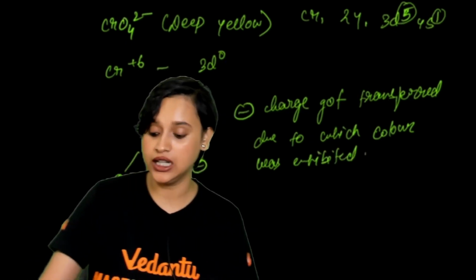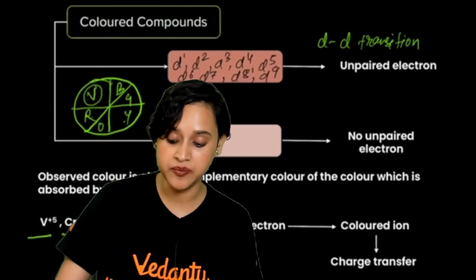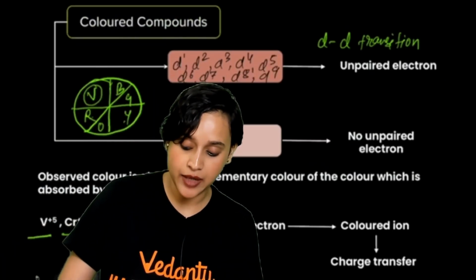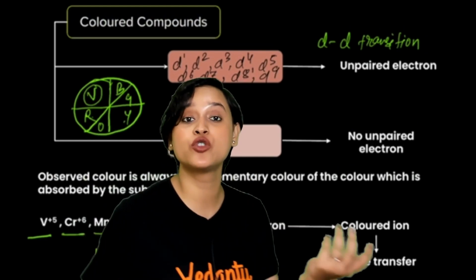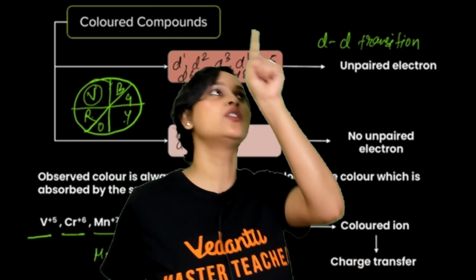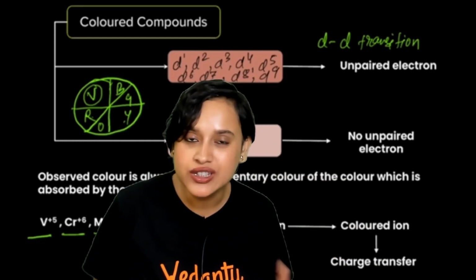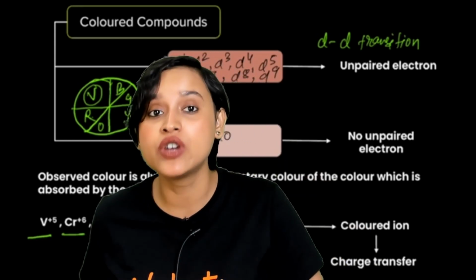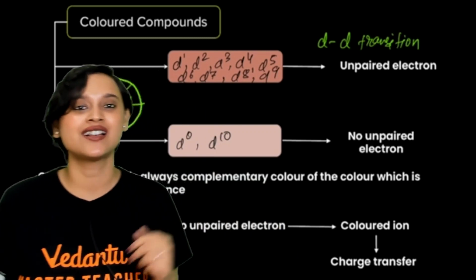Very similarly, you can also do it for Mn7+. Mn7+ is MnO4-. MnO4- will show you purple color. Why? Because from O-, the charge goes to Mn7+. And due to this charge transfer, you get to see the colors in transition elements.